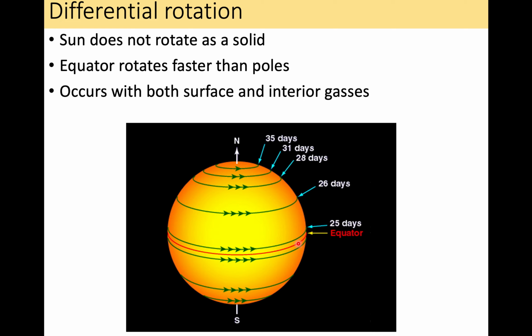So it takes about 25 days for something at the equator to circle around a full circle. But at the pole, it's going to take about 35 days. So this is a phenomenon occurring both on the surface and in the interior of the sun. So it's not just the surface, it's also the gases in the interior of the sun. It's not rotating at the same speed.